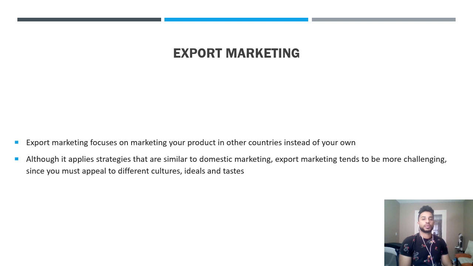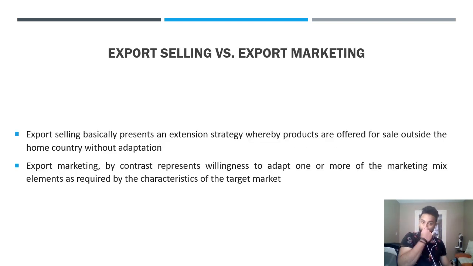Export marketing is different from export selling, because with export selling you're just physically selling the product there. Export marketing is trying to build awareness of your product. Export selling basically represents an extension strategy whereby products are offered for sale outside the home country without adaptation. Export marketing, by contrast, represents willingness to adapt one or more of the marketing mix elements as required by the characteristics of the target market.